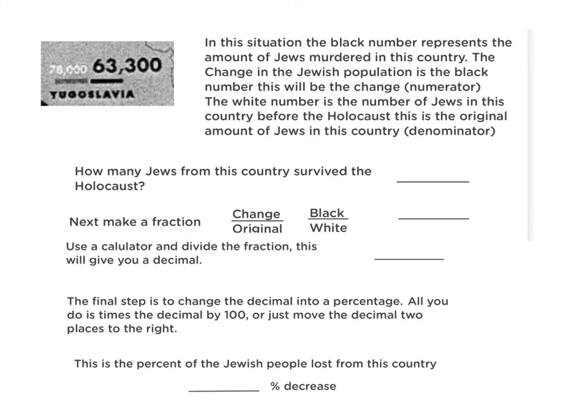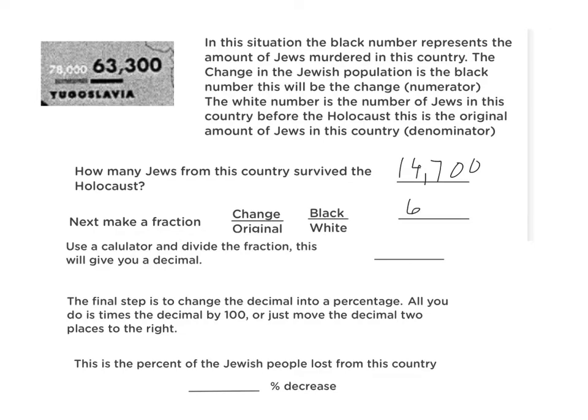All right, Yugoslavia. They had 78,000 Jews before the Holocaust, and 63,300 were murdered. So we'll have 78,000 minus 63,300. And that means that in Yugoslavia, the Jewish survivors were only 14,700.